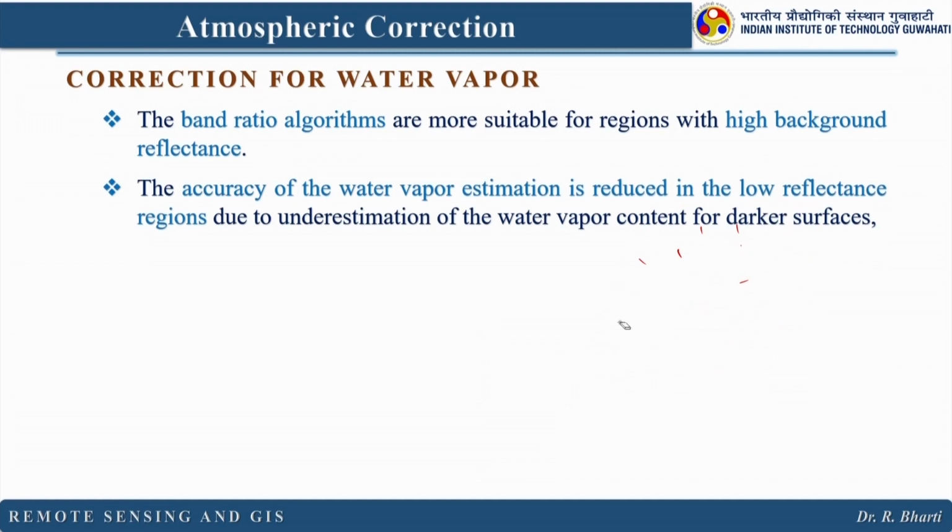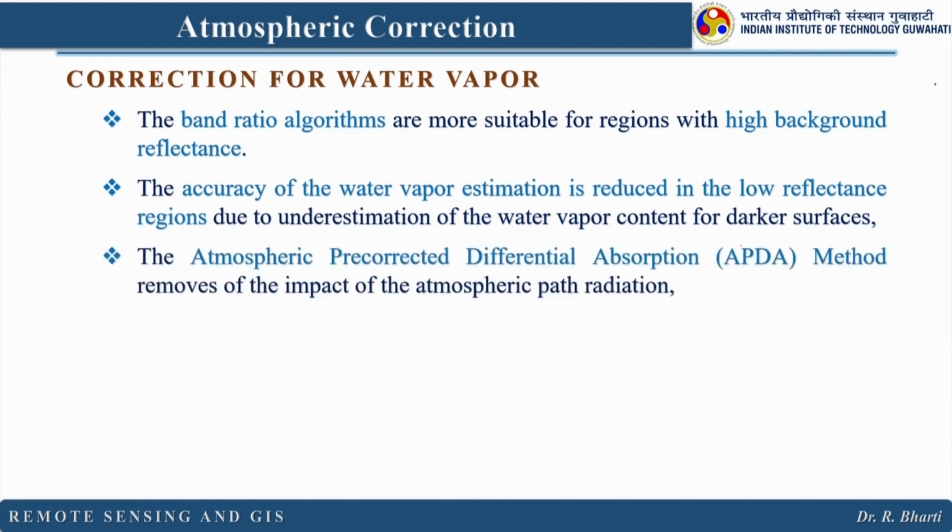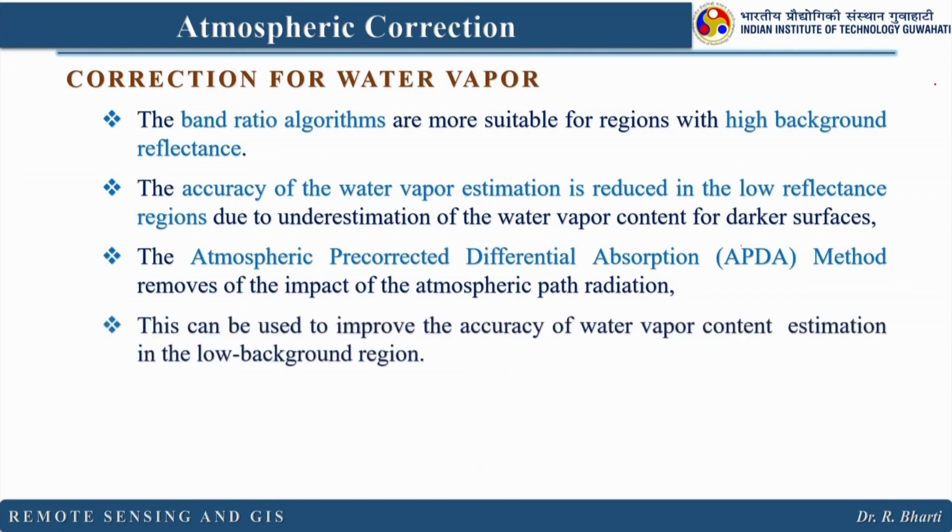Then the accuracy of water vapor estimation is reduced in the low reflectance region due to underestimation of water vapor content for darker surfaces. The APDA method removes the impact of atmospheric path radiance. This can be used to improve the accuracy of water vapor content estimation in the low background region. So, that was the high background region case, and now here we are talking about the low background region. So, your target is having high reflectance.